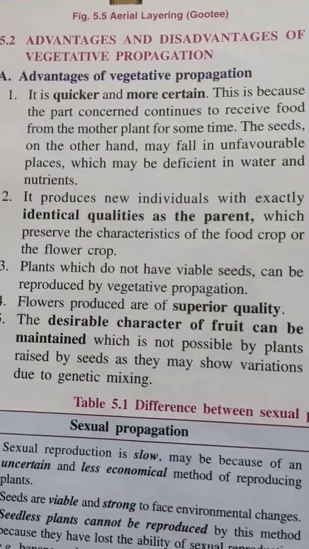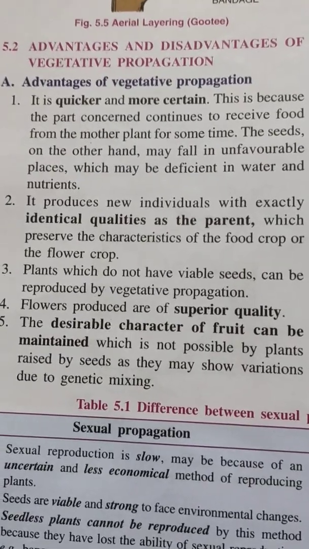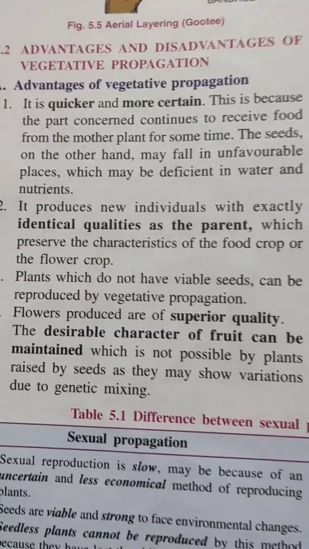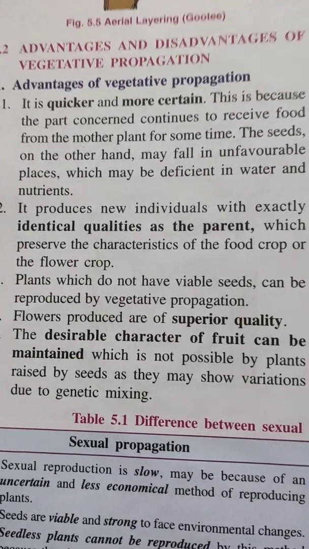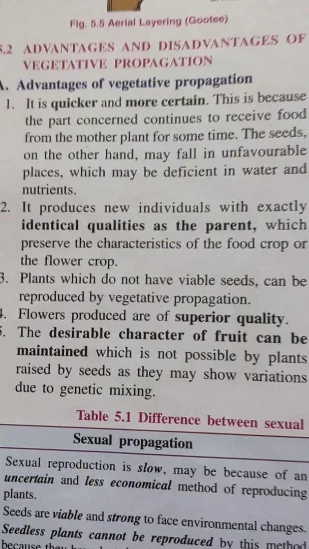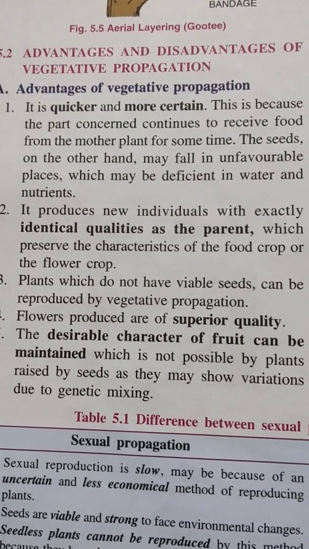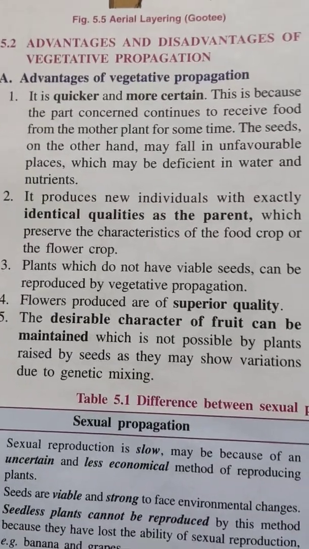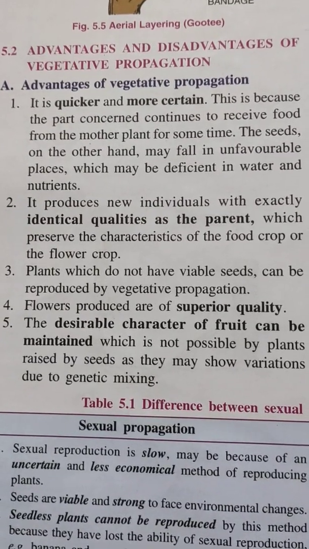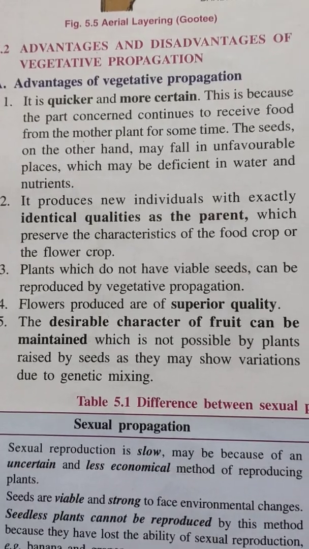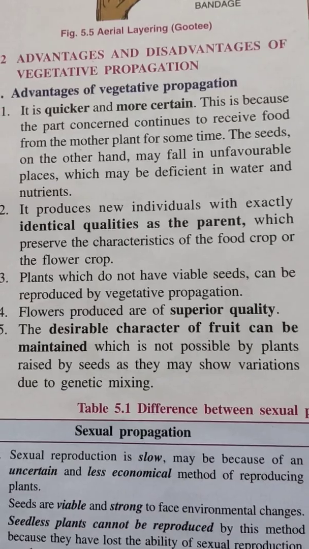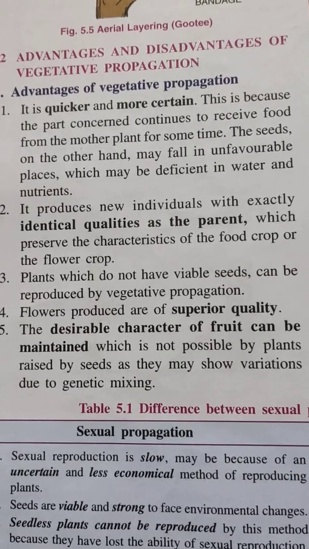Now, what are the advantages of vegetative propagation? First of all, it is a quicker and more certain process. It produces new individuals with exactly identical qualities as the parent, which preserve the characteristics of the food crop or the flower crop. Plants which do not have viable seeds can be reproduced by vegetative propagation. Flowers produced are of superior quality. The desirable character of fruit can be maintained, which is not possible by plants raised by seeds, as they may show variations due to genetic mixing.